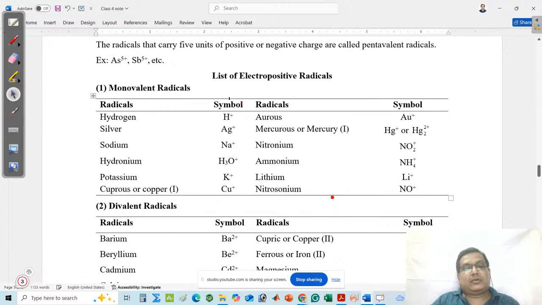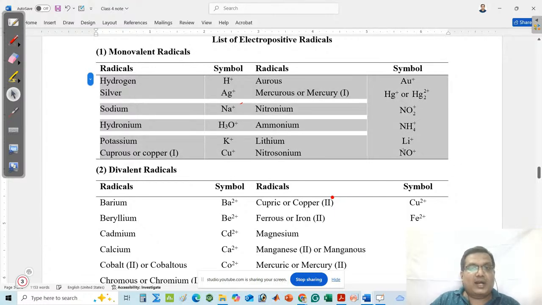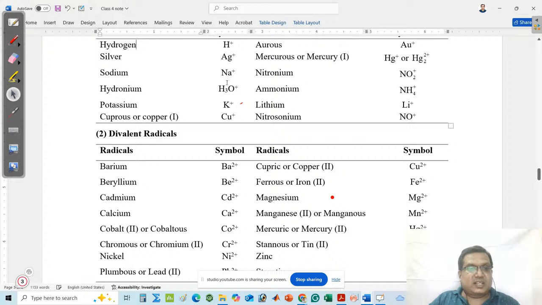Let us move to some radicals which are listed in different tables. List of positive radicals. First, I will discuss the monovalent radicals. These are examples of monovalent radicals belonging to electropositive radicals. Here I have given the names. H+ means hydrogen, Ag+ means silver, Na+ means sodium. But H3O+ is said to be the hydronium ion.